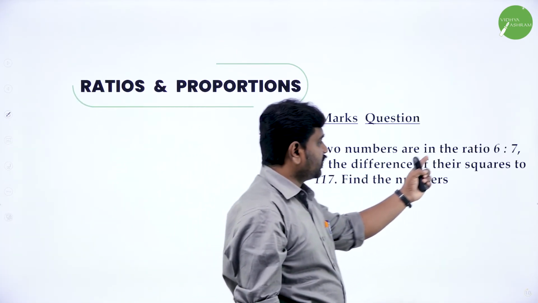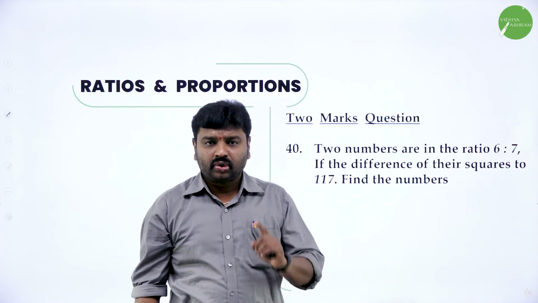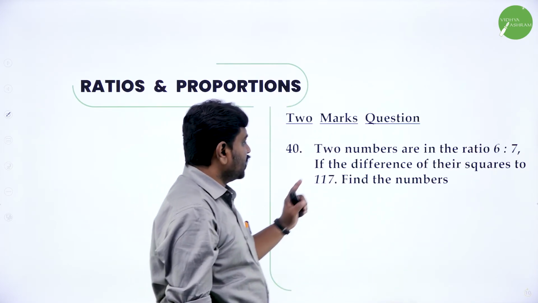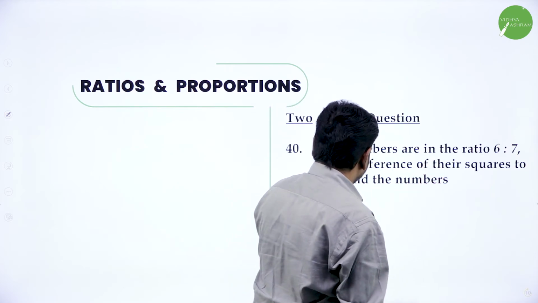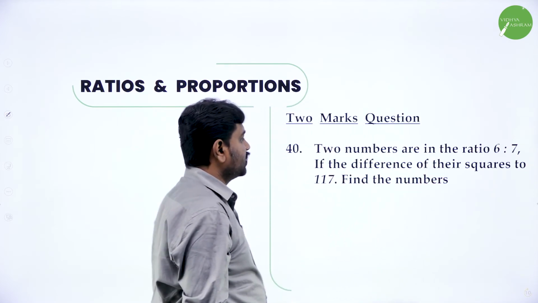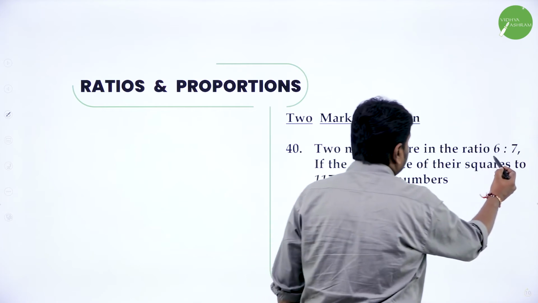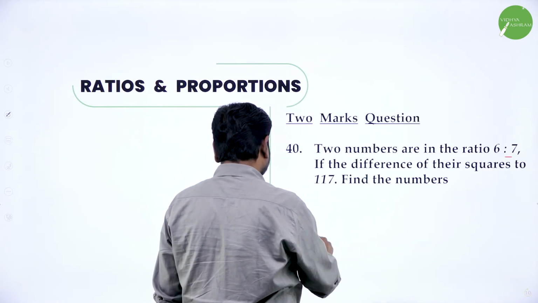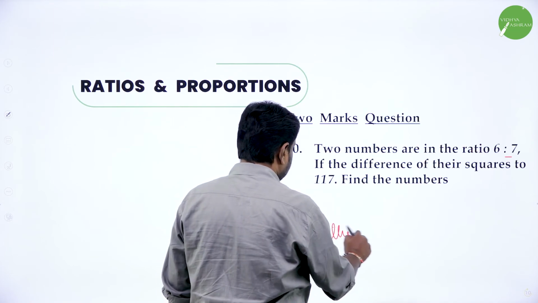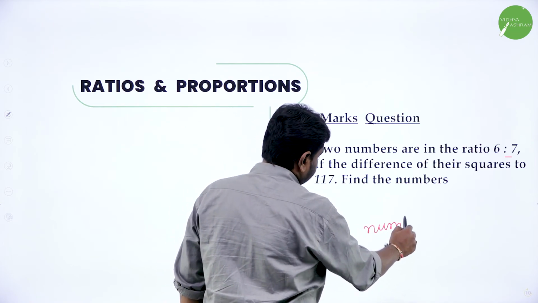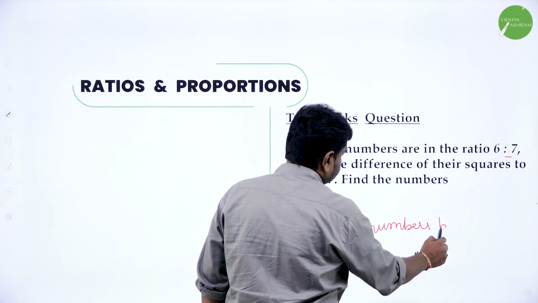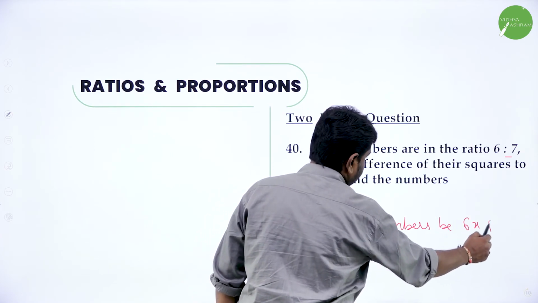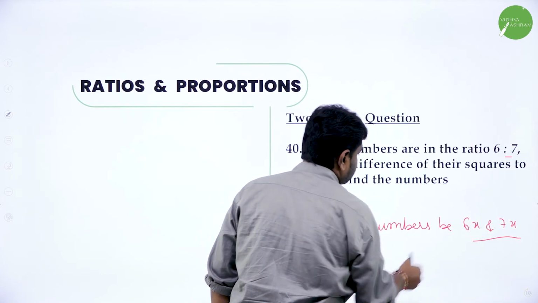Two numbers are in the ratio 6:7. If the difference of their squares is 117, find the numbers. So dear students, if they tell a ratio, assume them as x times. So now let the numbers be 6x and 7x. So I'll assume the numbers.